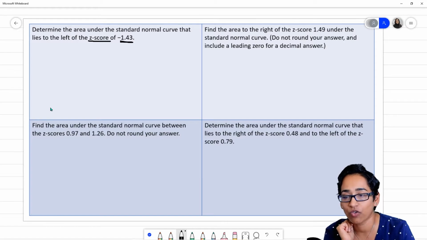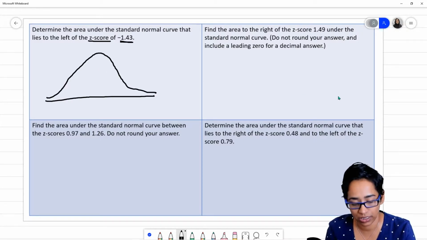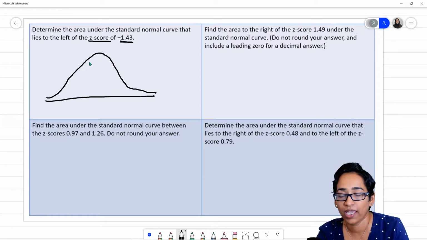So let me go ahead and graph that for you. Wish me good luck. That's my normal curve, pretty close. And so this is my z-score. Let's just say this is, wow, what a perfect straight line.